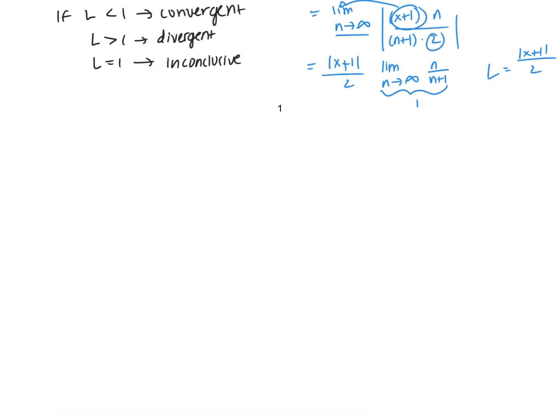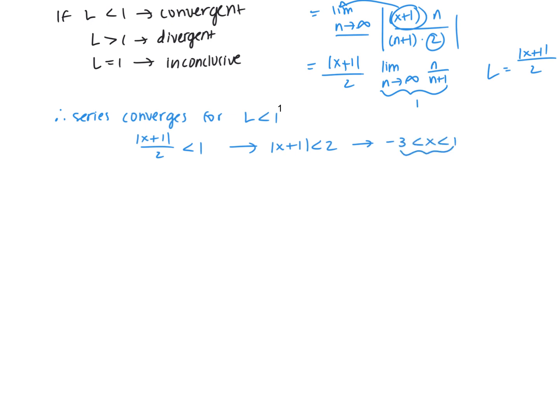Sorry about that. Okay, so now we know where all of this took us, is we know that our series converges when L is less than 1. So what that gives us then is that absolute value of x plus 1 over 2 has to be less than 1, which gives us absolute value of x plus 1 is less than 2. So what that brings us to then is that x is between -3 and 1.